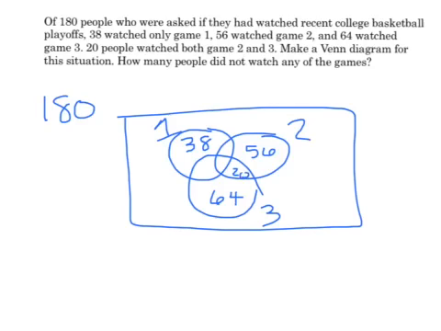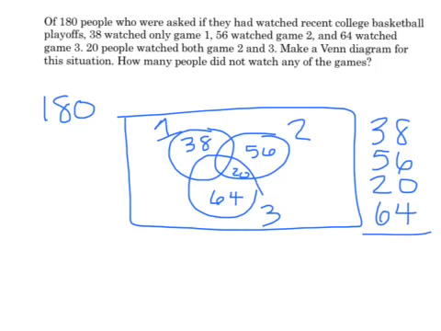Let's see, and that's all that we know. So if that's all that we know, then we can go ahead and just add all this up together. 38, 56, 20, and 64. So that would be 18. That would be 17, so 178. And it asks here how many people did not watch any of the games. Well, we have 178 people accounted for out of 180. So we would say 3 people did not watch any of the games. And that's how you make a Venn diagram and pull data from it. Good luck.